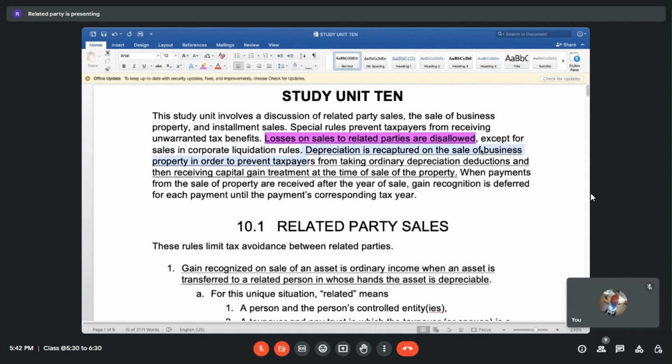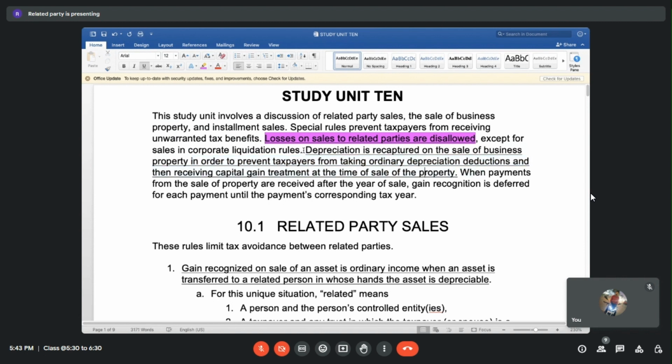Depreciation is recaptured on the sale of business property. Depreciation which has been taken as a deduction earlier needs to be recaptured. Recaptured meaning we are again going to capture it for the purpose of taxes. We're going to capture it and put it on our form, 1040 or 1120 or whatever, and make sure this is coming up as taxable recapture. Depreciation is recaptured on the sale of business property in order to prevent taxpayers from taking ordinary depreciation deductions and then receiving capital gain treatment at the time of sale of the property.